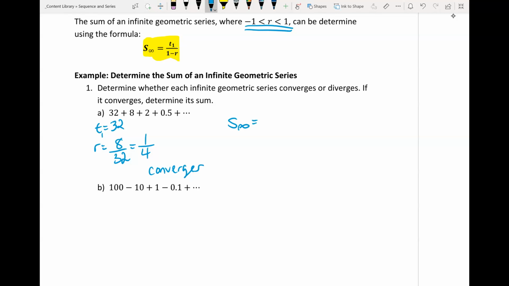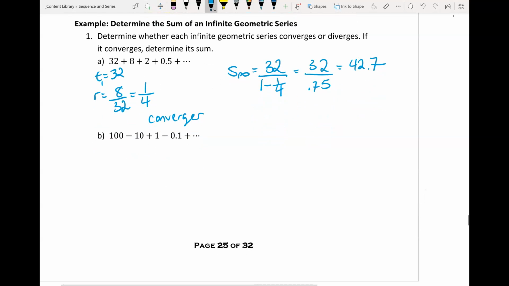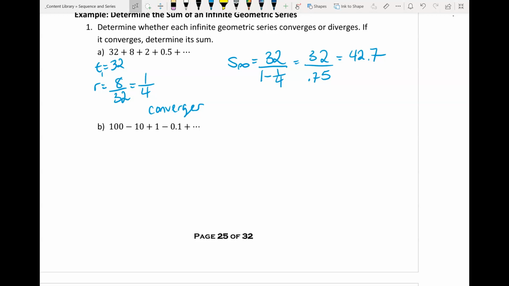Okay, so let's find the actual sum of our convergent infinite geometric series. So t1 is 32. We're going to divide it by 1 minus r. In this case, that's a quarter. 1 minus a quarter is 0.75. And this is equal to 42.7. So that is what our geometric series is going to converge to. Moving on to the next one.